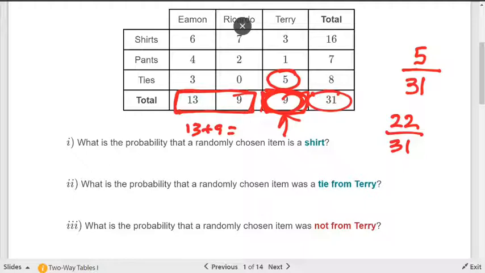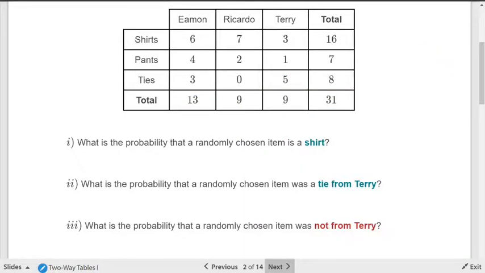Now, if they'd asked you what is the probability that a tie didn't belong to him, then yeah, you had exactly the right idea, just a different kind of way. Okay? Good job. Let's look at the next one.